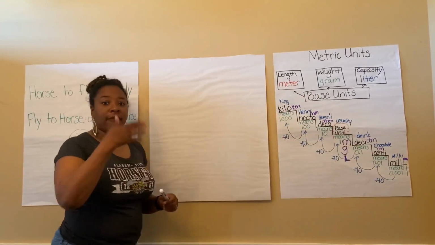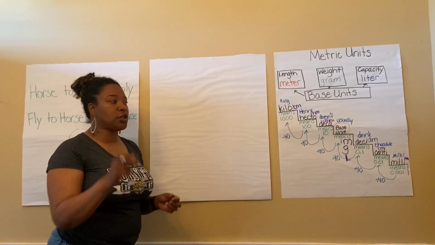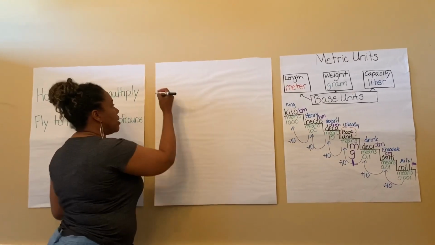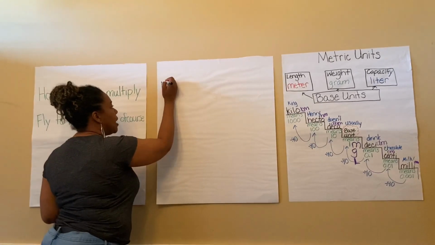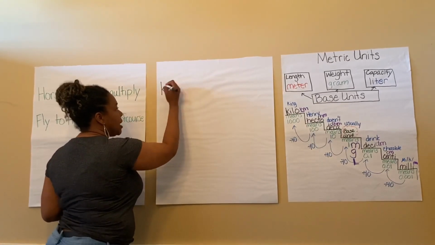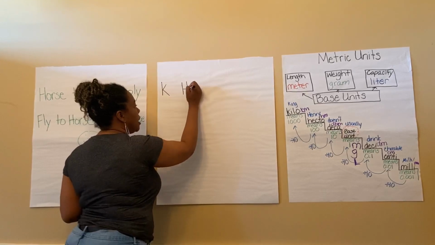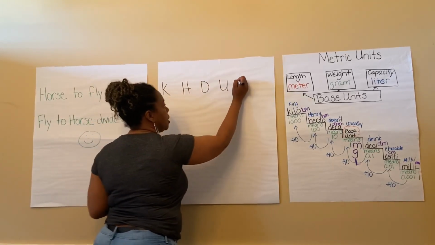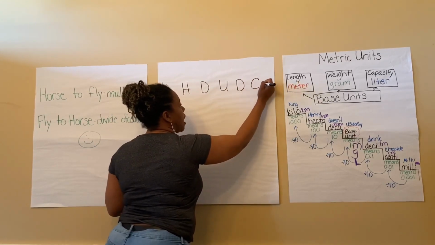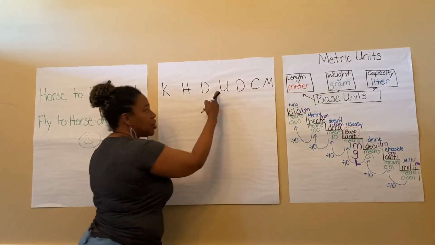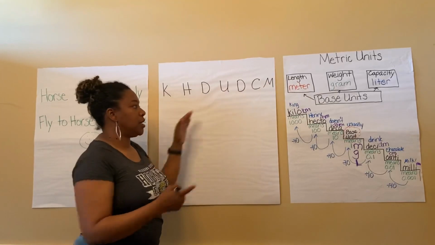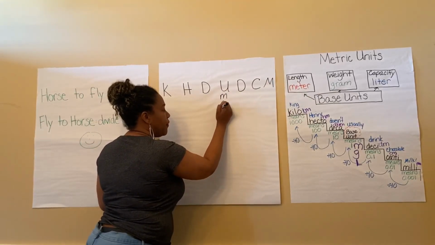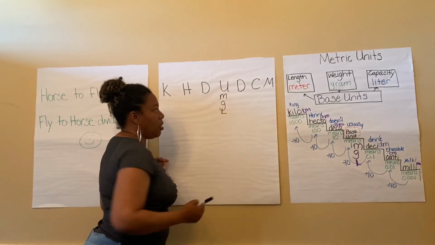On my scratch paper, if I were a student and I had to do this, I would automatically write, not necessarily the steps, but K, King, H, Henry, D, doesn't, U, usually, D, drink, C, chocolate, M, milk. This U, if you remember, is the units. So it could be either M for meter, G for gram, or L for liter.